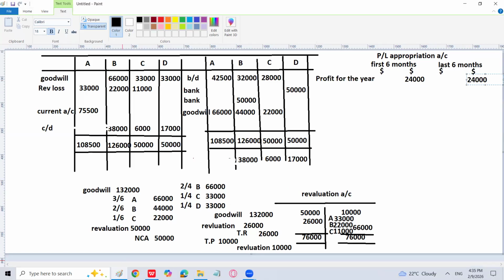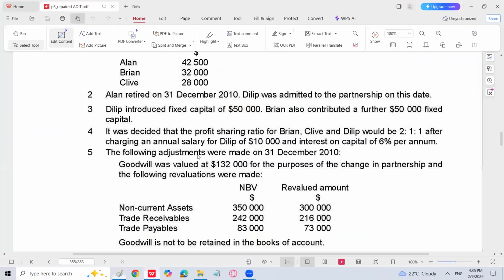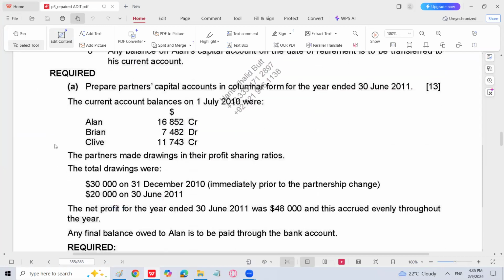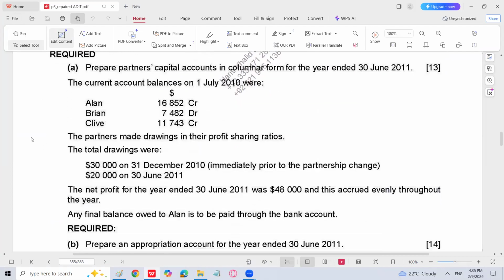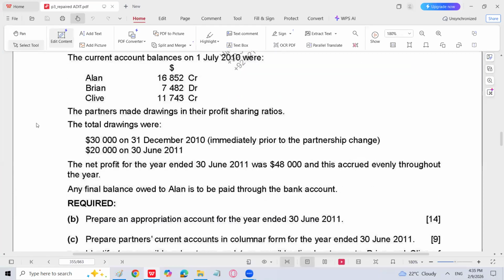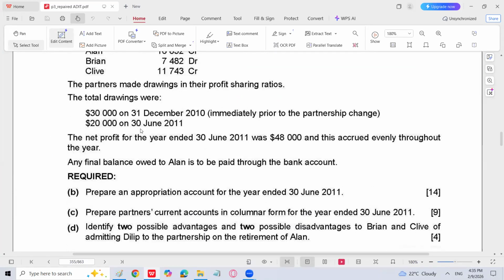Sir, how have you gone for this particular amount? Okay, let's see. It is written in the next part of the story. Any balance on Alan's capital account on the date of retirement is to be transferred to his current account. Prepare partners' capital accounts, 13 marks. We are done with this. Current account balances are given. Partners' drawings were made in their profit loss sharing ratio. Profit is 48,000 and accrues evenly throughout the year. It means 6 months profit is half of this, 24,000 for the first half and 24,000 for the second half.